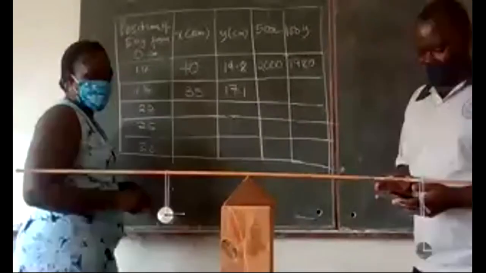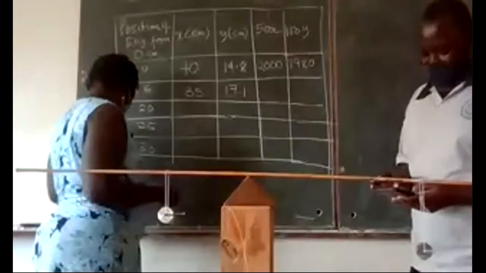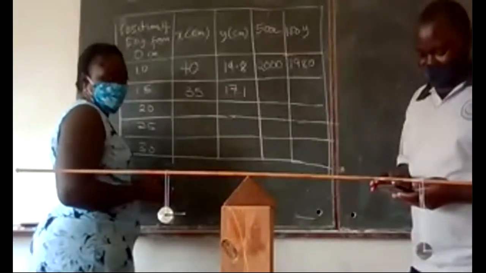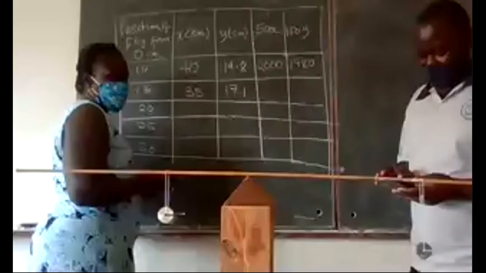Anyone there with a calculator to work with us? Sure, 100y is 1,710. Then for 50x, it's 1,750.